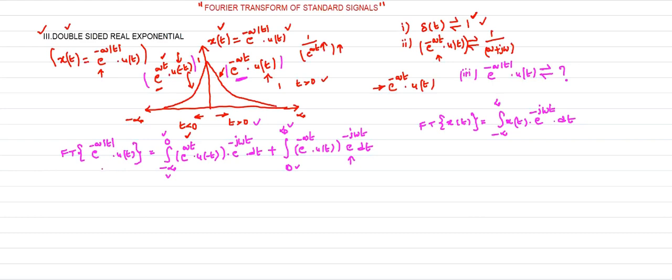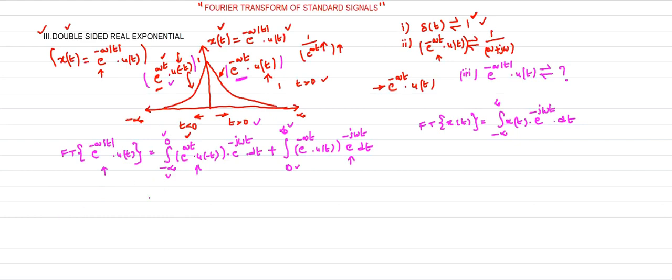Here the signal is e power minus a into mod t. Here the integral limits are minus infinity to plus infinity. I split these integral limits because we have two different functions. From minus infinity to 0, for t less than 0, we have this function. For 0 to infinity we have this function, e power minus at into u of t. So like that I can split the integration based on your signal.